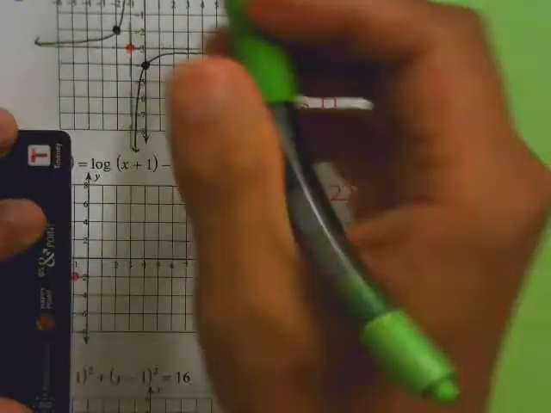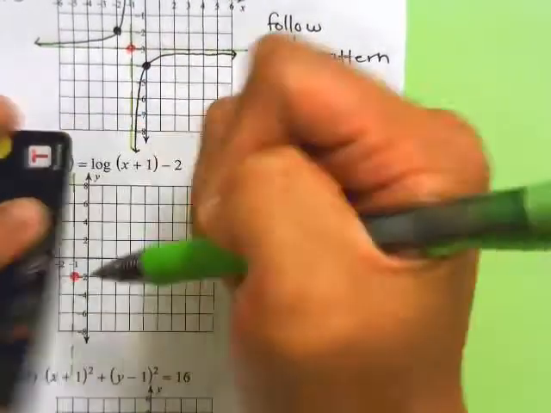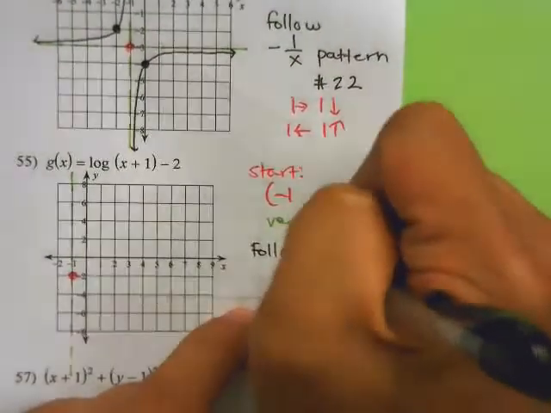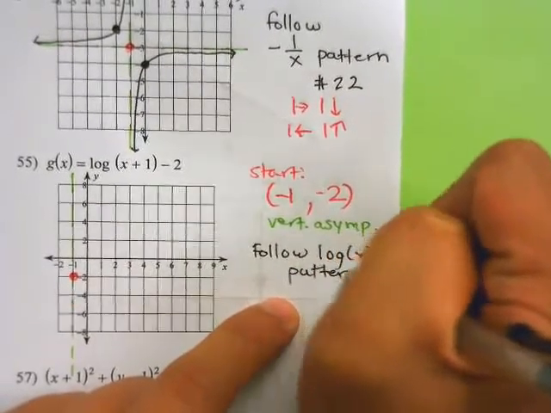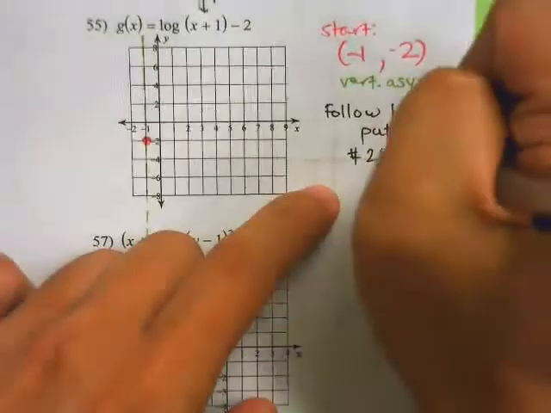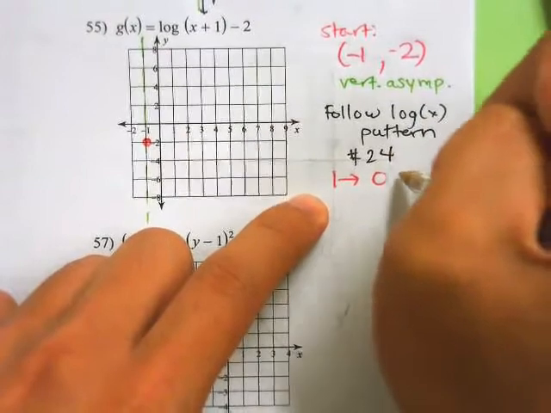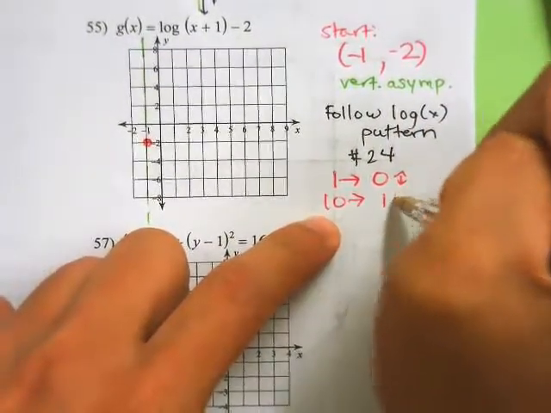So you're going to make a vertical asymptote, meaning that the function is only going to be facing to the right side. Okay? We are going to follow the log of x pattern that is described at number 24. Okay? So we're just going to go 1 to the right and nothing up and down. Then we're going to go 10 to the right and then 1 up.